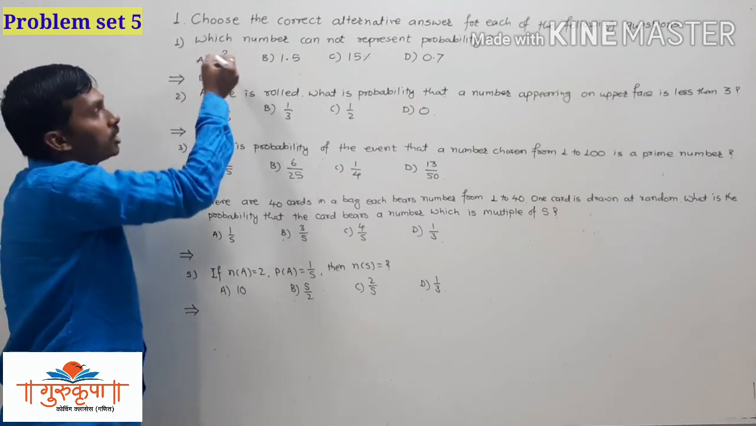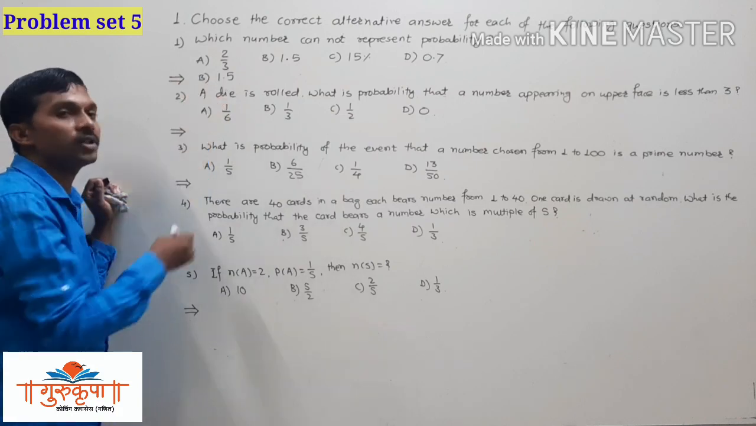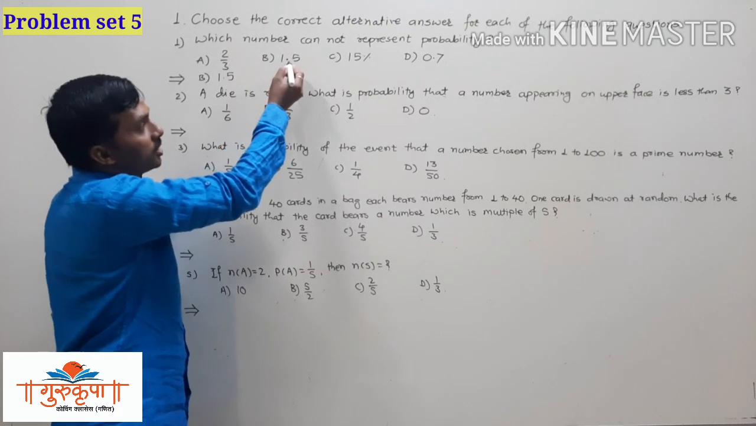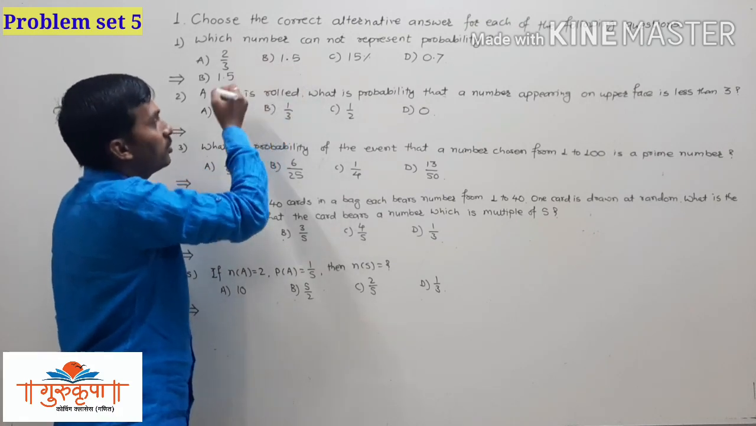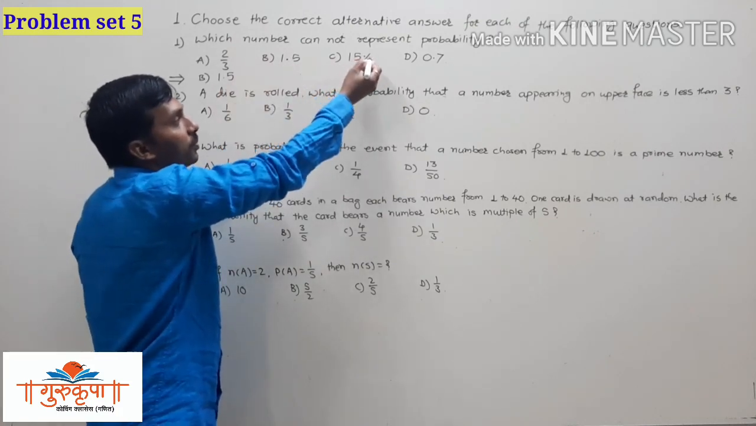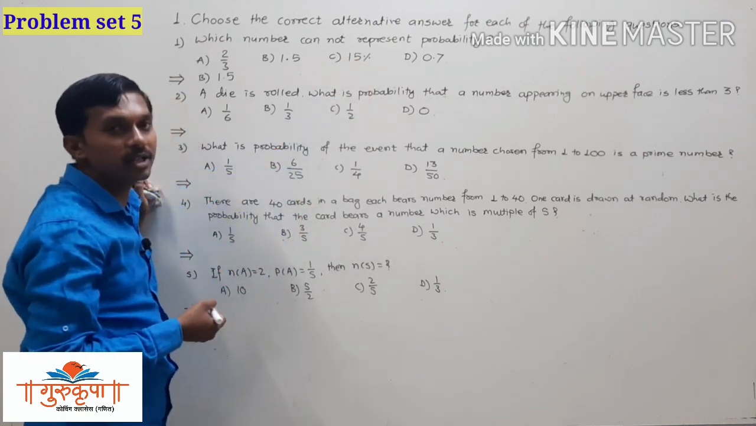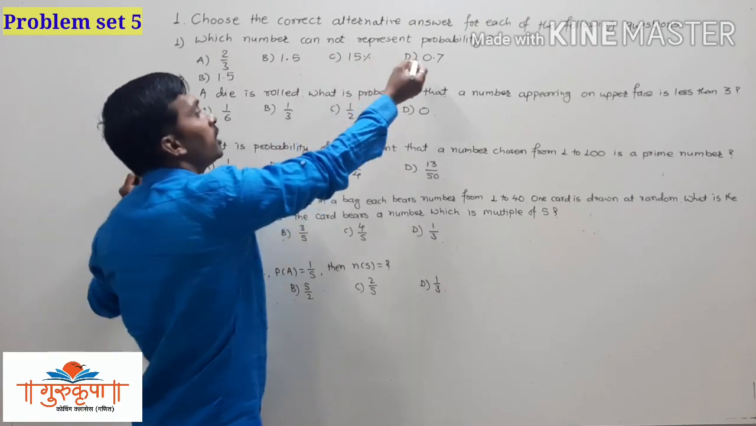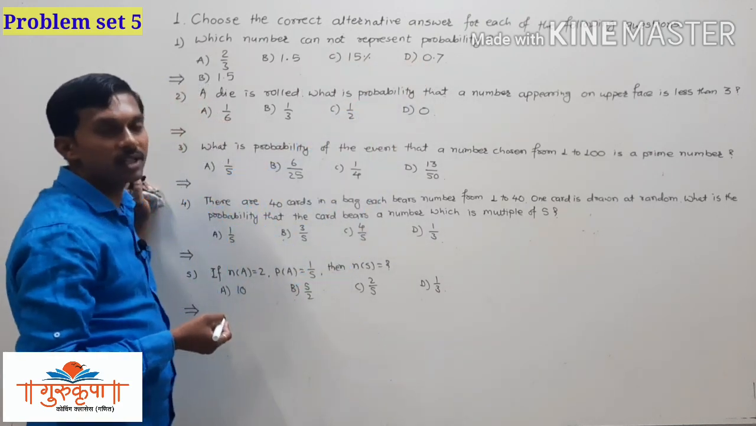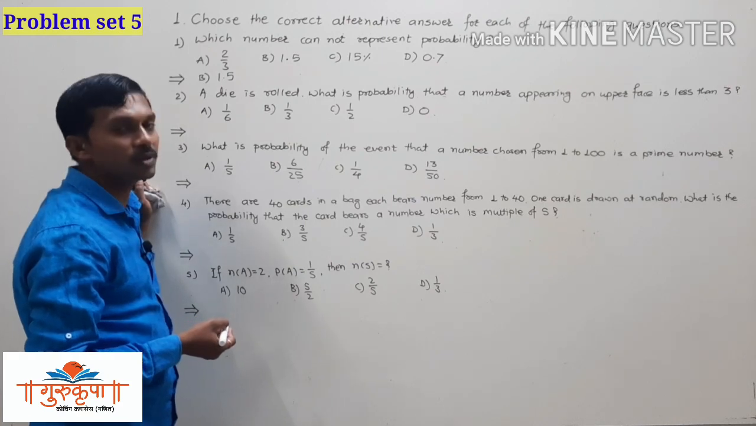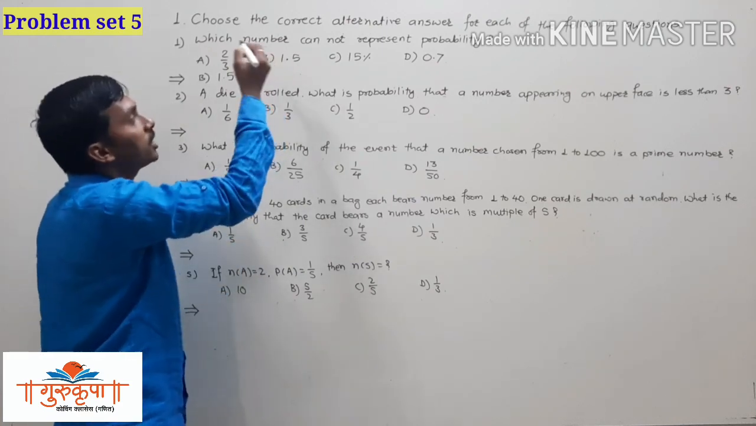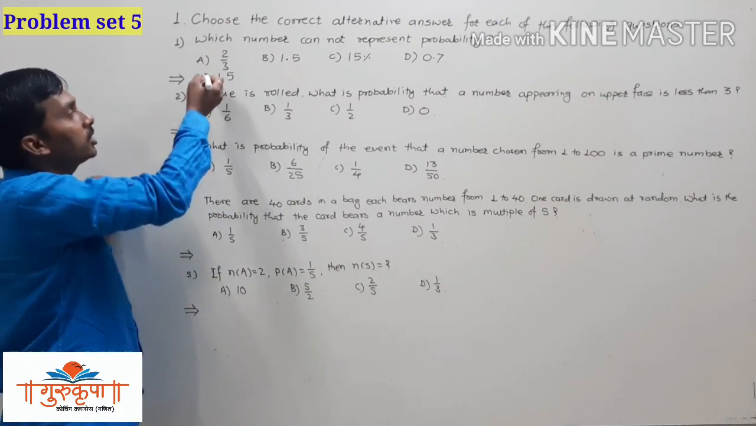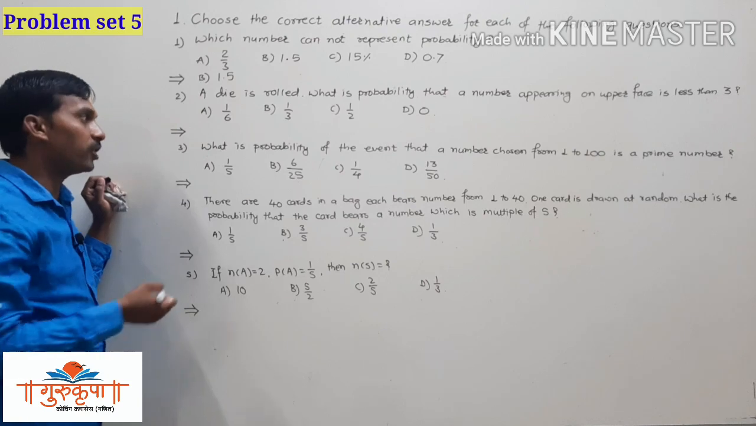Now 2 upon 3, if we convert it into a fraction, is less than 1 and greater than 0. Here 1.5 is greater than 1, so this is not representing probability. Also 15%, meaning 15 upon 100, that is 0.15. So that is also a probability. And 0.7 lies between 0 and 1. Only this number is greater than 1, so this number does not represent probability. So the correct answer is option B, 1.5.